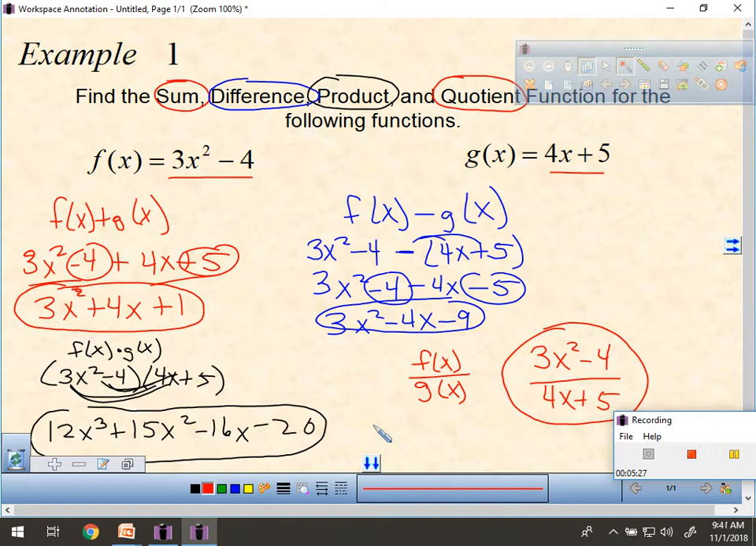We're actually going to spend a separate day just talking about these types of functions. This is what we call in math a rational function, but we're not going to learn about those today. We're going to save that for a different day. But that would be my quotient, literally just this divided by that.